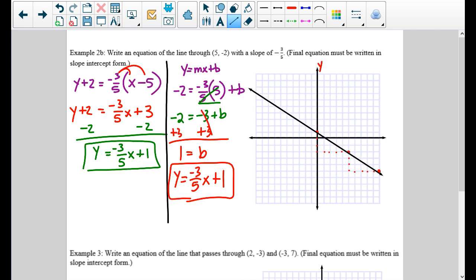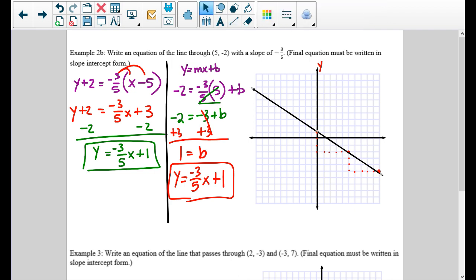Again, use your whole graph, or as much of the graph as you can. Prefer a straight edge. You can actually see what this graph's going to do.